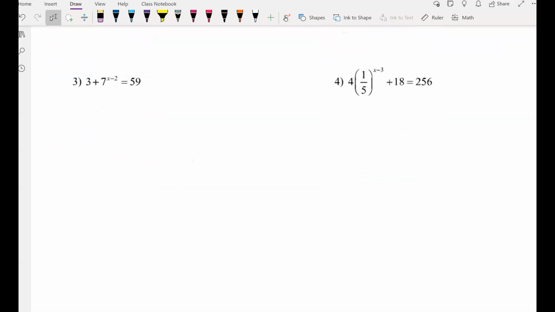So the first thing I want to do is isolate your base. So move the 3. 59 divided by 3, that's going to give us a 56. Yep, go ahead and write that down, please.